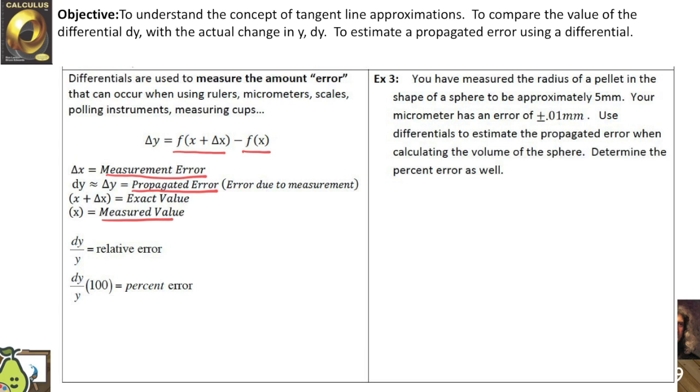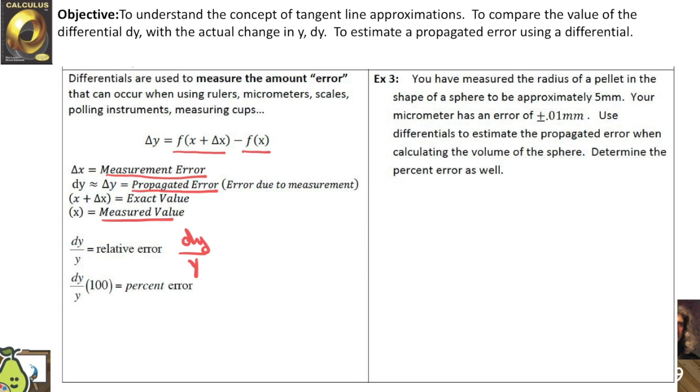Now, relative error is defined to be dy over y. So that would be your propagated error divided by your actual measure. The percent error is, of course, taking that ratio and multiplying it by 100. So this is used whenever you are measuring some sort of object and then using that measurement within other equations.